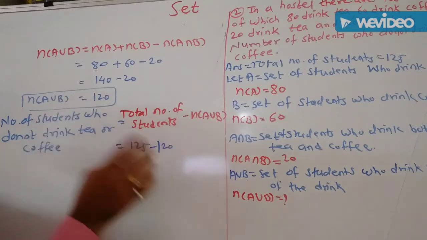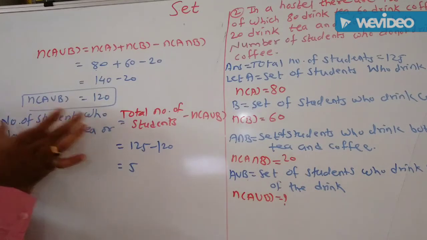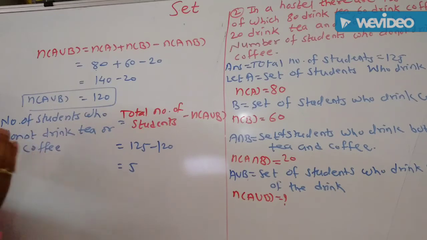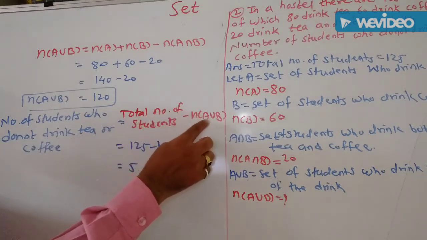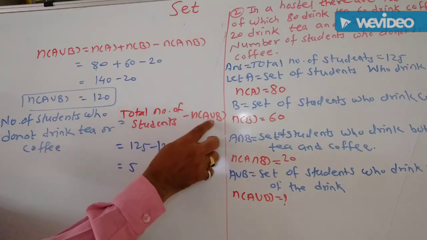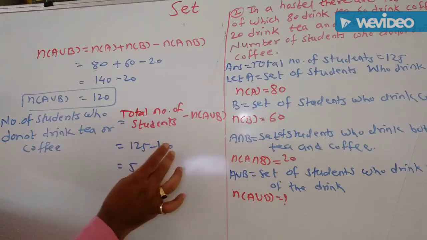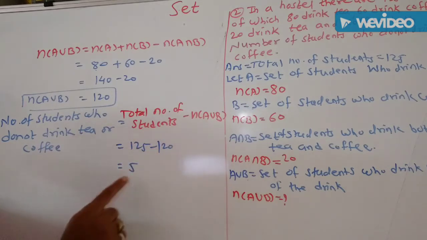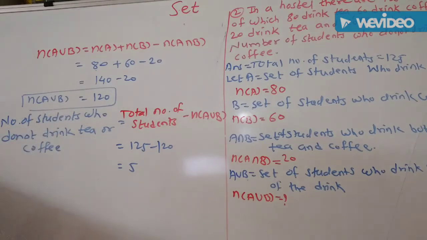n(A union B) means the set of all the students who drink any one of the drinks, either tea or coffee. And we have to find the number of students who do not drink tea or coffee. We find it by subtracting n(A union B), the number of students who drink either tea or coffee, from the total number of students. Therefore 125 minus 120 is 5. That is the number of students who do not drink tea or coffee.